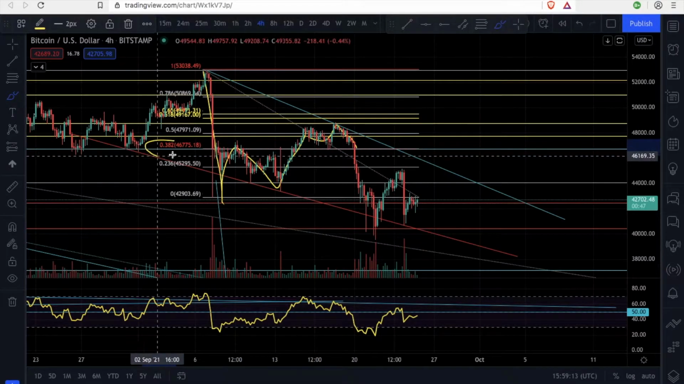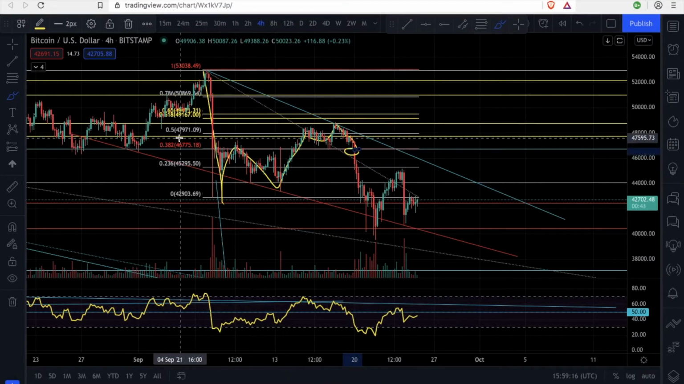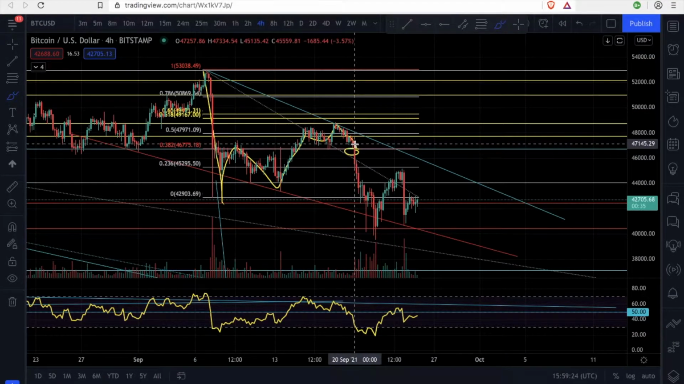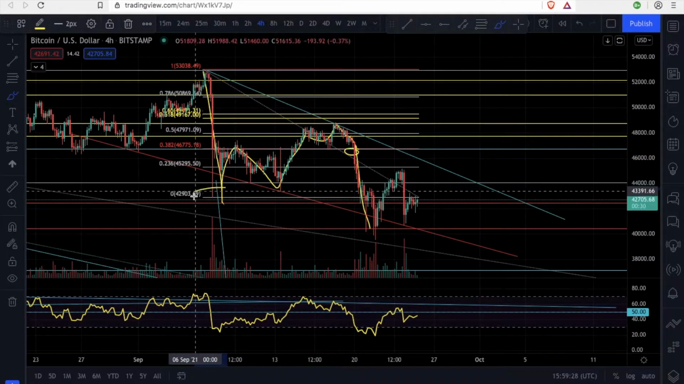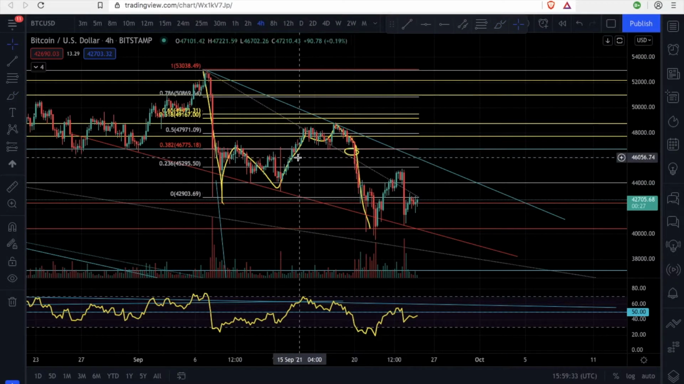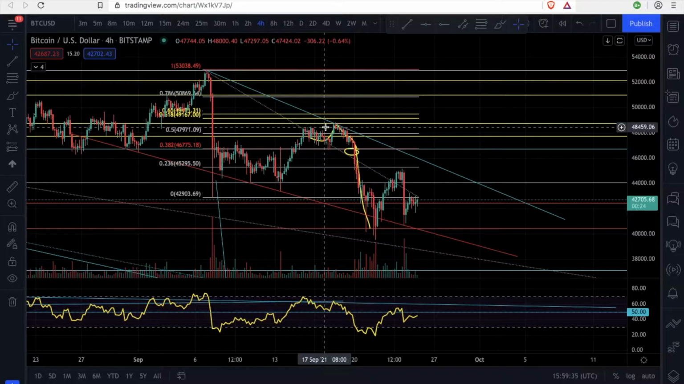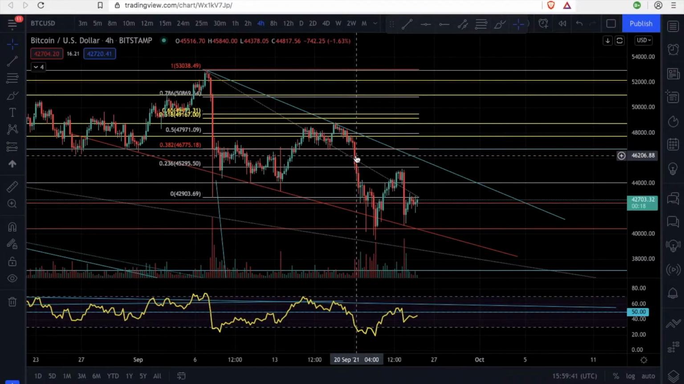To this 0.382 Fibonacci retracement, and after losing this important support line in the Fibonacci retracement about the 0.382 Fibonacci retracement, what happened? Pullback, and it was lower than what low? This low you see right here. So that is most likely what's going to happen right now, looking into the Bitcoin price in short term.